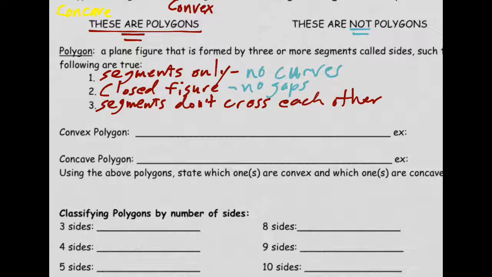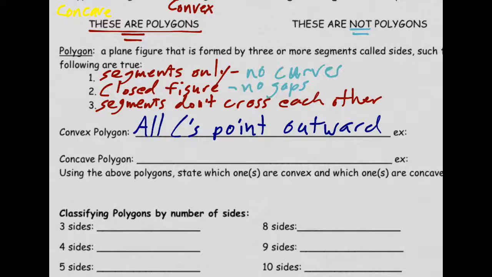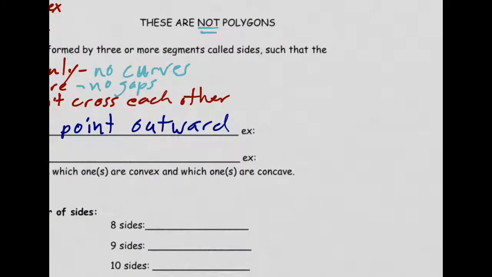Okay, let's look at now what a convex polygon is. We talked about that above. A polygon that's convex means just that: all angles point where? Outward is correct. All angles point outward. An example of this would be this one, this one, and this one. No inward pointing angles.